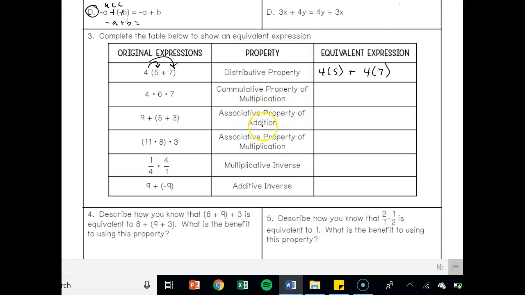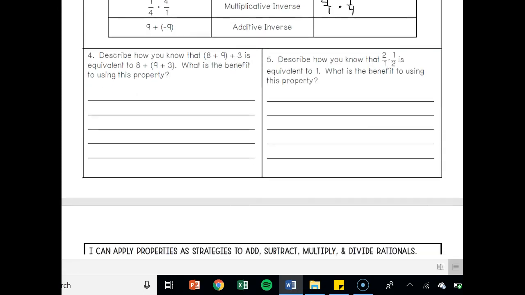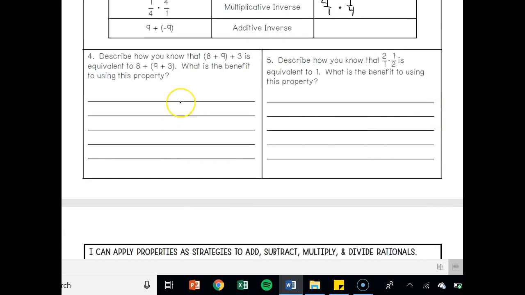Associative property, I'm going to skip this one, you do it, is just regrouping. So that is 9 plus 5 grouped together and then plus 3. Multiplicative inverse, the inverse of that would just be 4 over 1 times 1 over 4, and then you got the additive inverse as well. All right, number 4, you'll do that yourself.